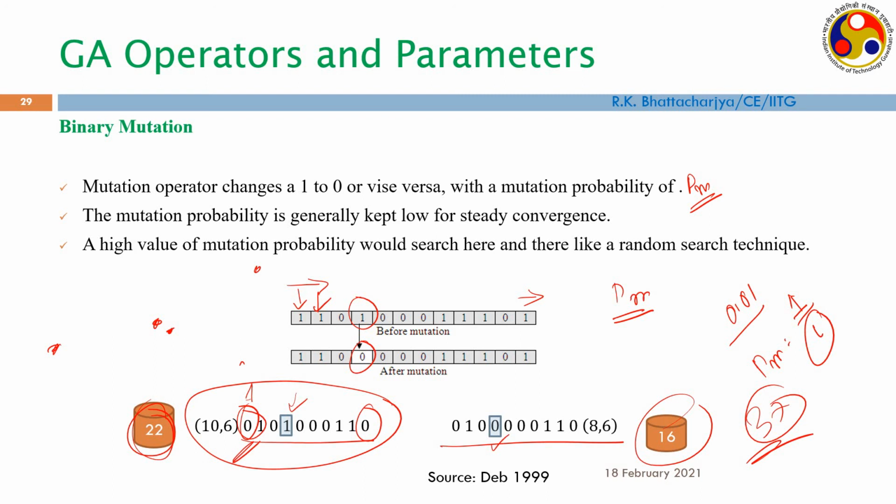Tomorrow I will continue this discussion. I will do the hand calculation of a simple problem, just to explain all this process: how to create the initial solution, how to do selection, how to do crossover, and how to do mutation. So let us stop here.